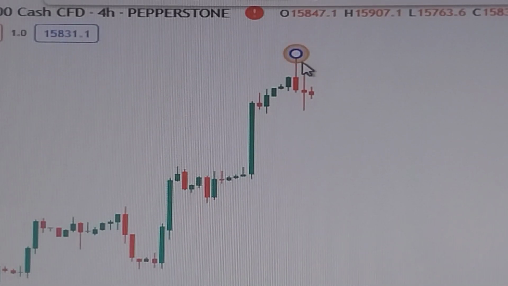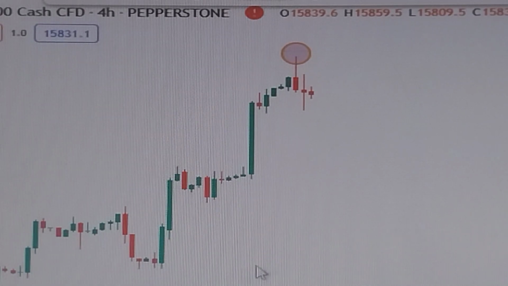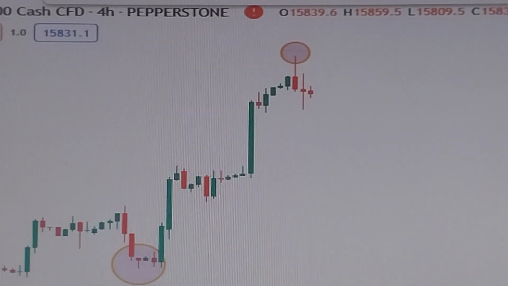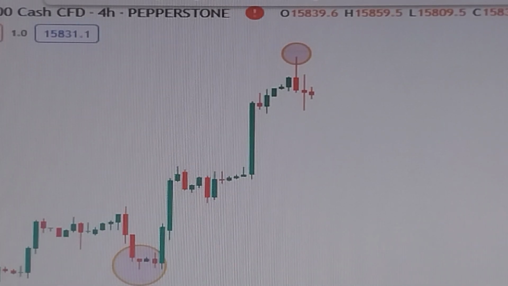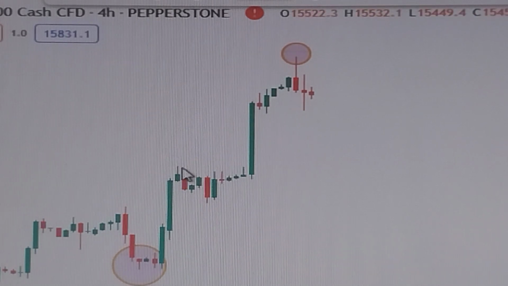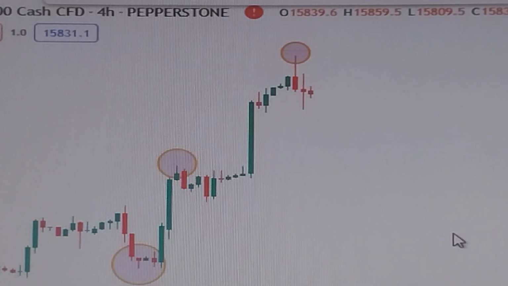On this high here, the price gave us liquidity. On this low here, the price left liquidity. On this internal structure, which is our low high, the price left liquidity.